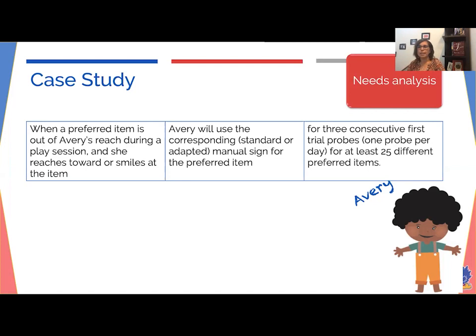When a preferred item is out of Avery's reach during a play session, and she reaches for or smiles at the item, Avery will use the corresponding manual sign for the preferred item for 3 consecutive first trial probes. And she'll learn to sign for 25 different preferred items during the IEP timeline. So again, we're counting here.